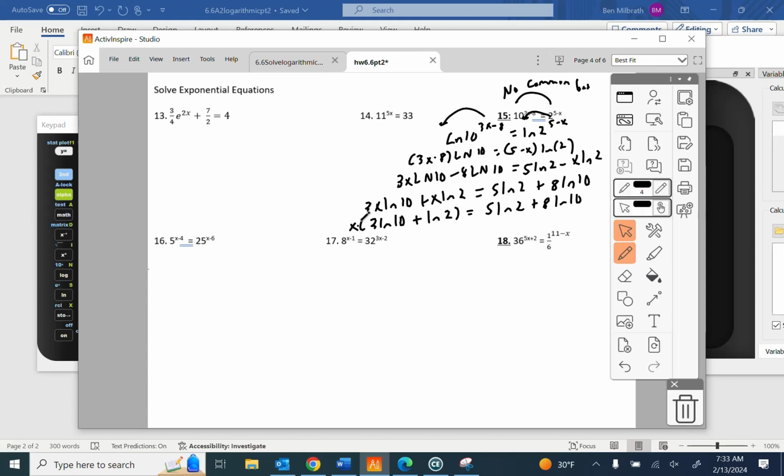And the opposite of multiplication is division. So x is 5 natural logs of 2 plus 8 natural logs of 10, sitting pretty over 3 natural logs of 10 plus the ln of 2. That needs parentheses.